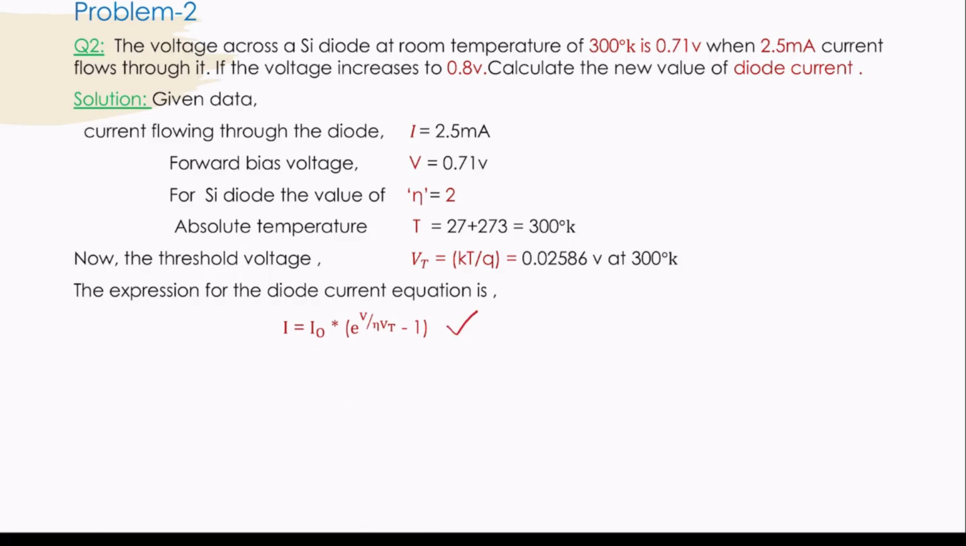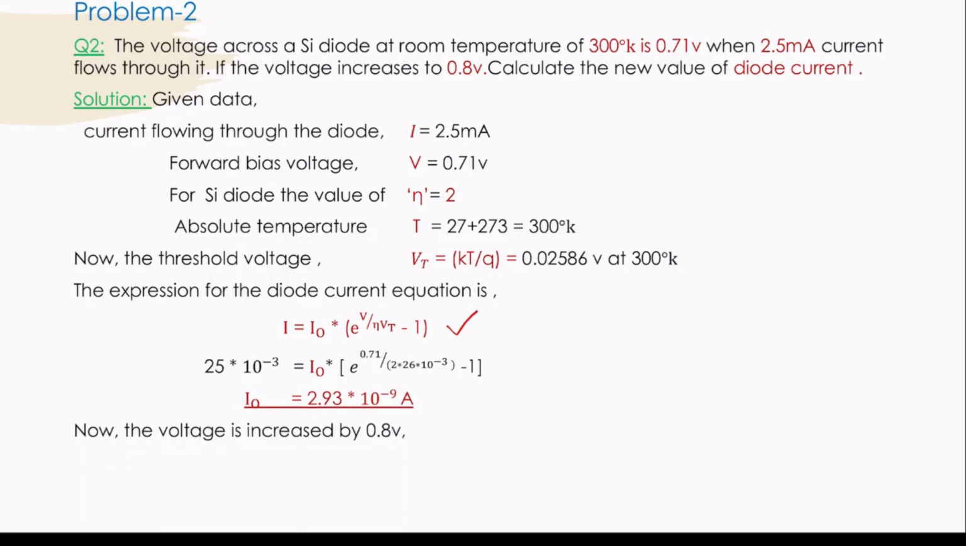Now by substituting the given data in the expression, we get 2.5 into 10 to the power of minus 3 is equal to I0 into e to the power of 0.71 by 2 into 26 into 10 to the power of minus 3, minus 1, by which we get the value of I0 is equal to 2.93 into 10 to the power of minus 9 amperes. Now according to the question, the voltage is increased to 0.8 volts. So now the value of I is equal to 2.93 into 10 to the power of minus 9 into e to the power of 0.8 by 2 into 26 into 10 to the power of minus 3, minus 1. So finally we get the value of forward diode current I is equal to 14.11 milliamperes.